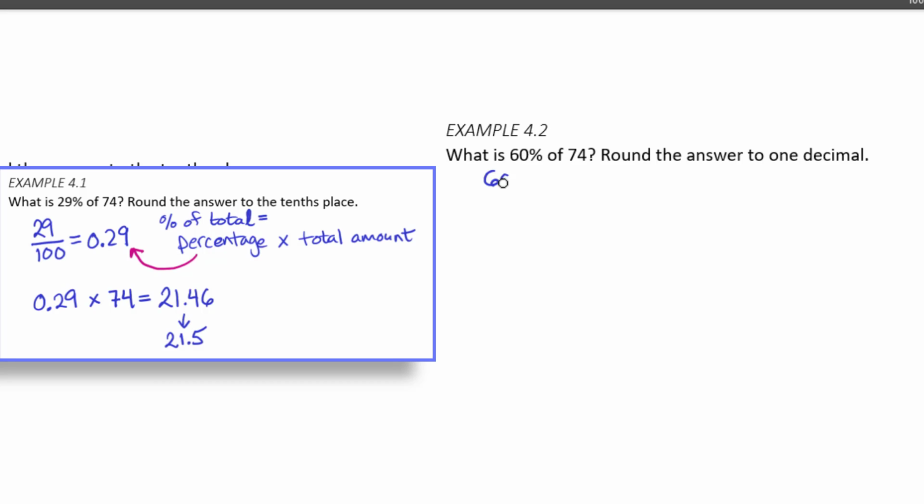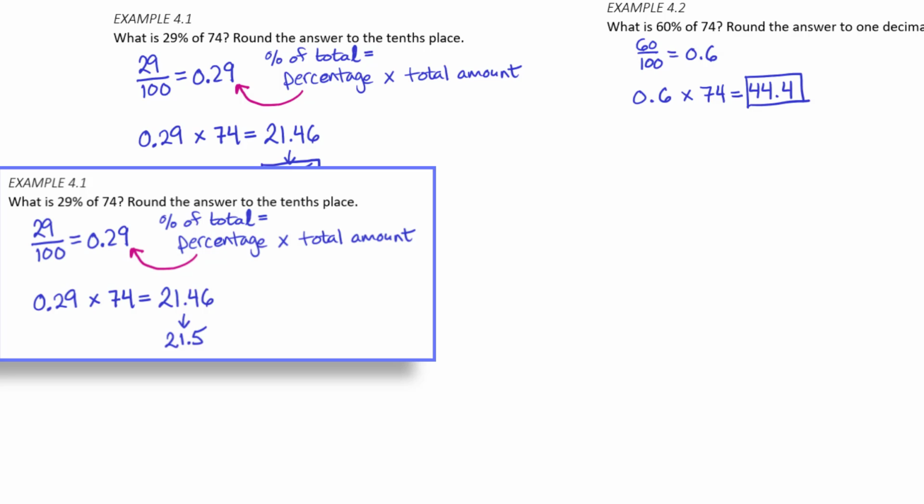So what is 60% of 74? Well, 60% is 60 out of 100, which equals 0.6. Using the percent of a total equaling a percentage times the total amount again, we're going to multiply 0.6 times 74, and we get 44.4. That comes out even to one decimal. So that is just the answer, 44.4. 44.4 is just a little more than 43, which is in line with the estimate we made before calculating this number.